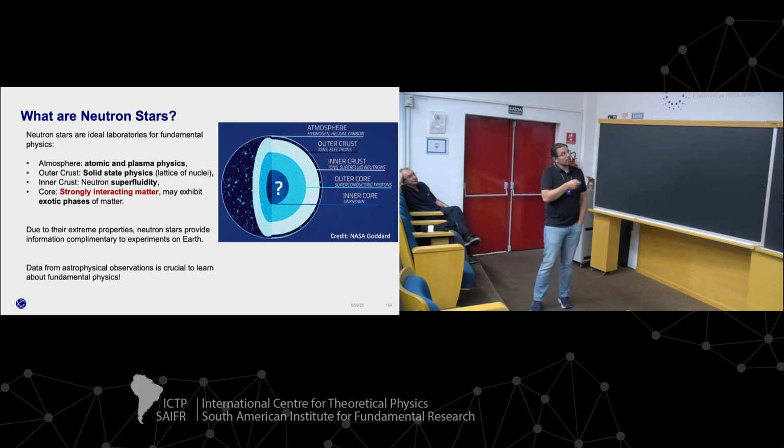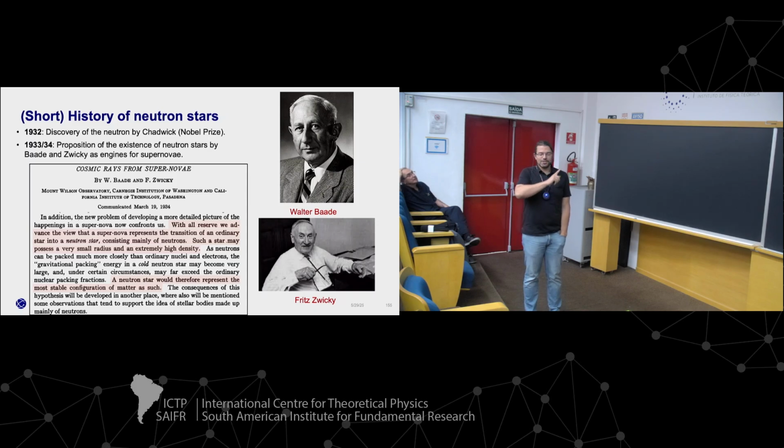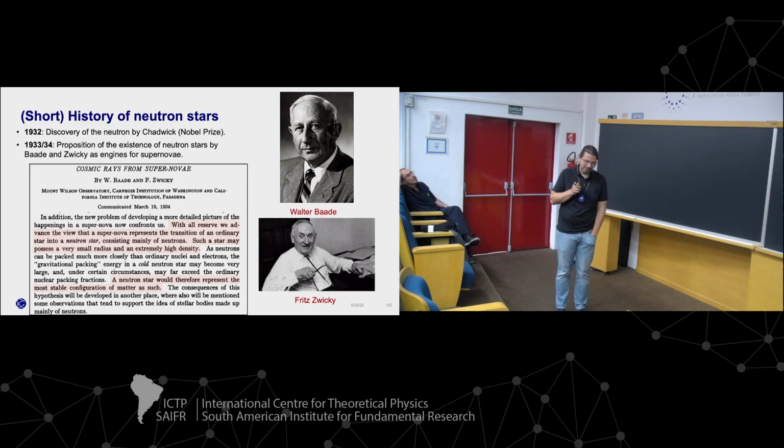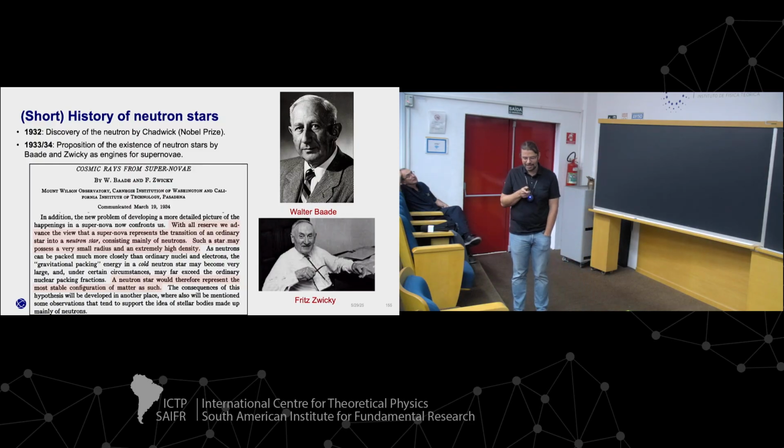And as I said, because they are so extreme, the information they provide is complementary to any laboratory experiment we can make. And so it's really crucial to observe these objects if we want to learn about nuclear interactions in certain regimes. Okay, and I want to give a short history of neutron stars because I think it's very nice and very cool. So I will talk about it.